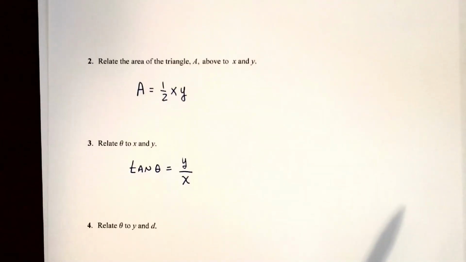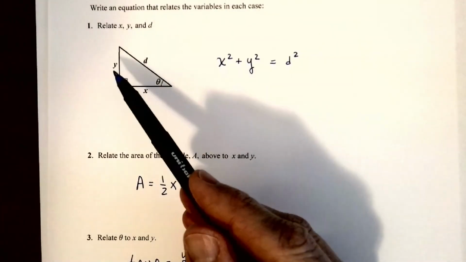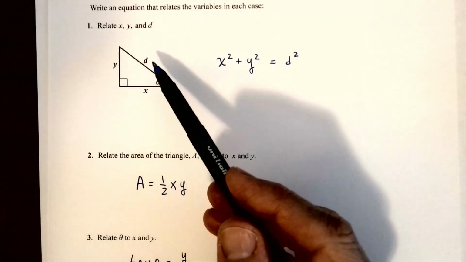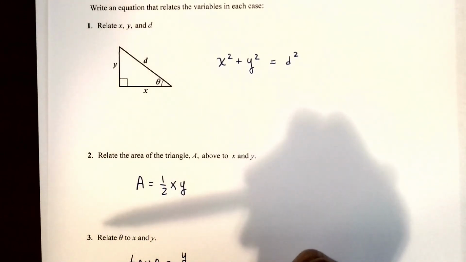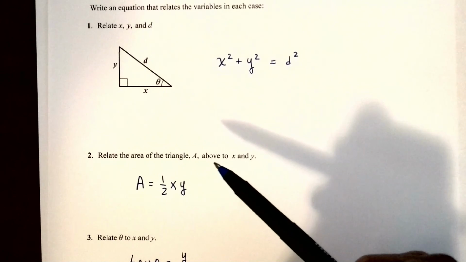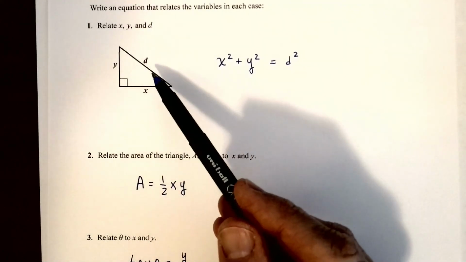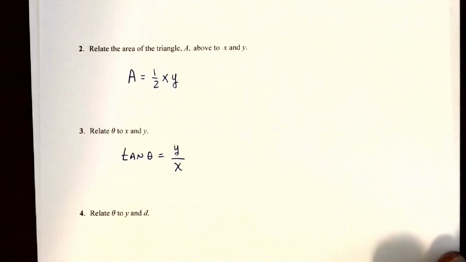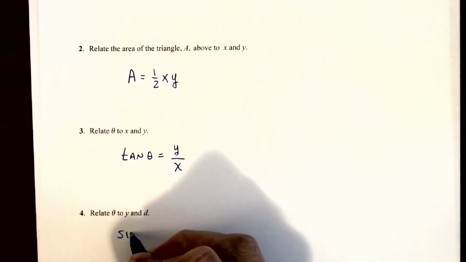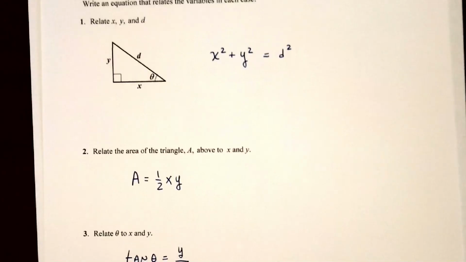What about relating theta to y and d? So y is the opposite side length, and d is the hypotenuse. So which trig function are we going to use there? I hope you said sine. Sine is the opposite, y, over the hypotenuse, d. So I can write the relationship as follows: sine of theta is the opposite side length, y, over the hypotenuse, d.